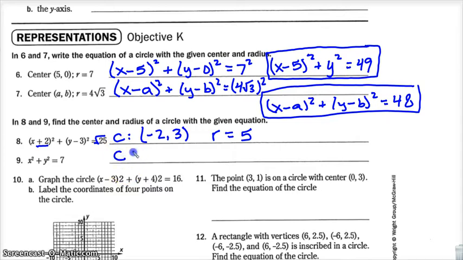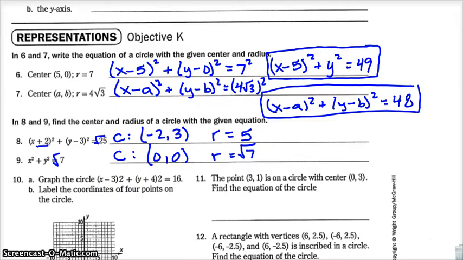For question 9, the center here should be at (0, 0), since I'm not adding or subtracting anything to the x and y value. And my radius here is going to have to be the square root of 7.